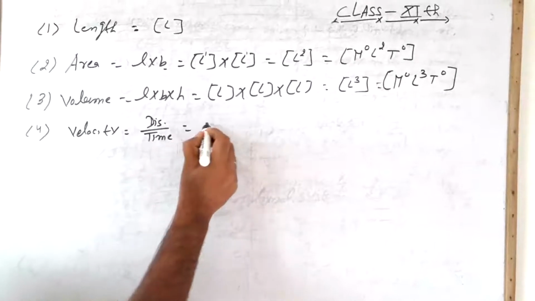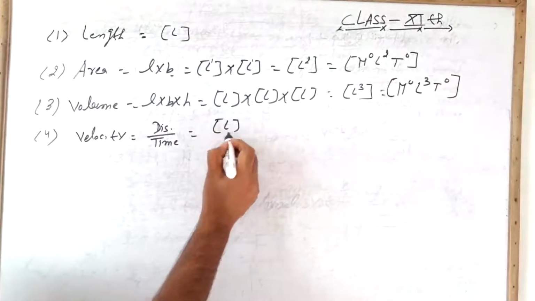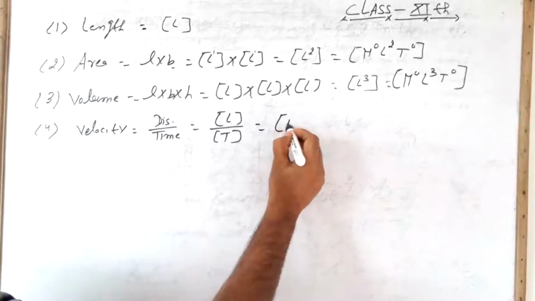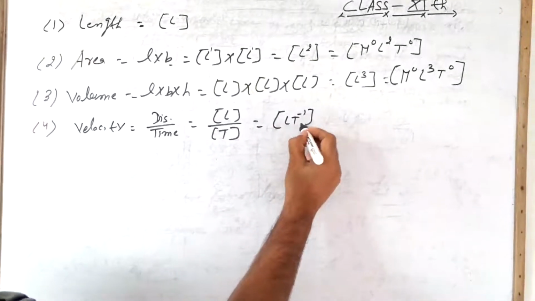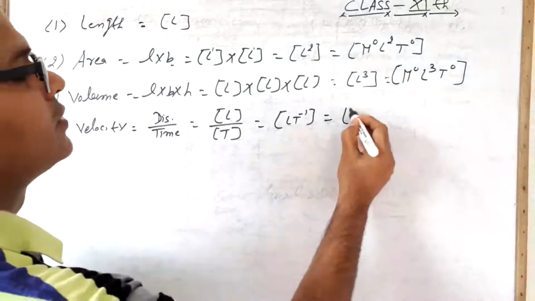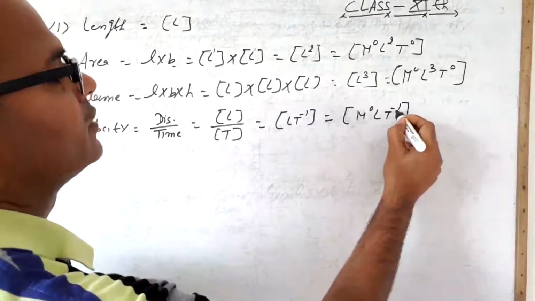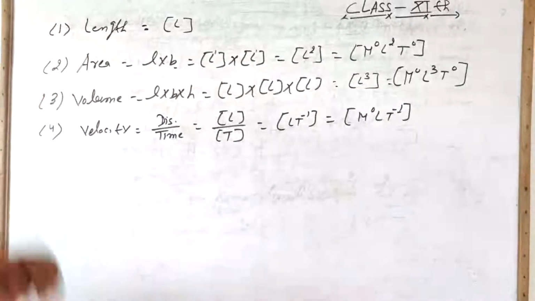The displacement, what is the displacement? It means length, and divided by time t, it becomes L T inverse, or you can say M to the power 0, L T inverse. Okay, this is the dimension formula of the velocity.